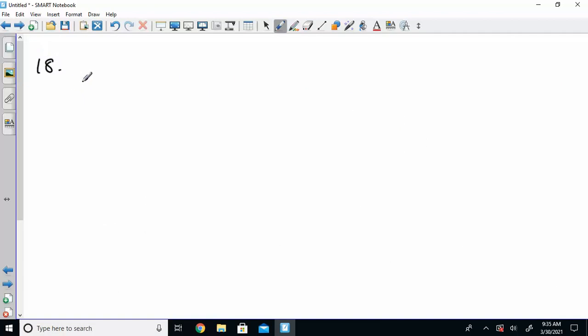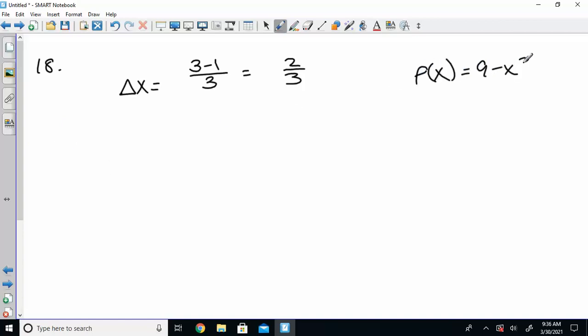So we have done all these different approximations: over and under, left and right, and midpoint. So that's what 18 and 21 are asking us. We first need to start with our change in x. We're going on the interval from 1 to 3, so 3 minus 1, and we want to divide it up into 3 rectangles. So our change in x is 2/3. My function was 9 minus x squared.